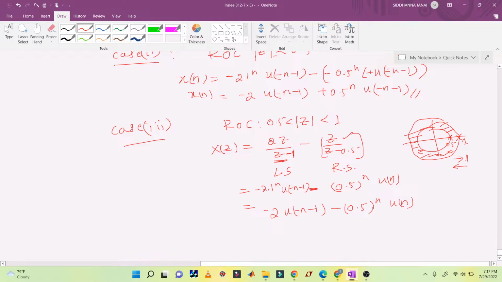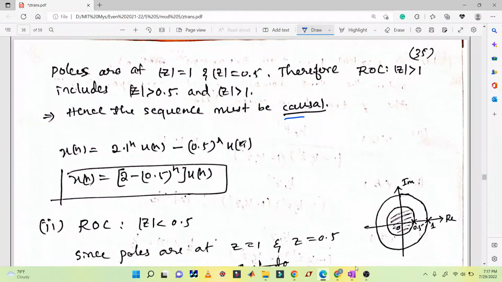So this is our x of n for the third condition. Let us check whether we have got the same answers. Yes.